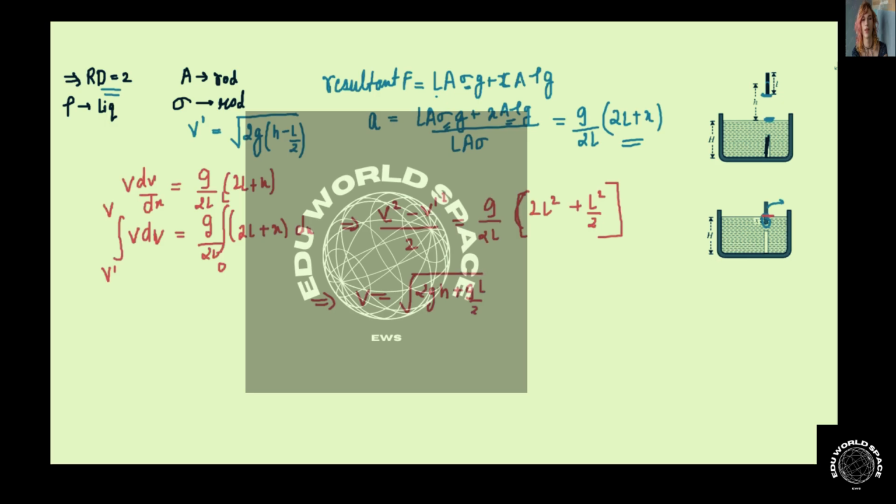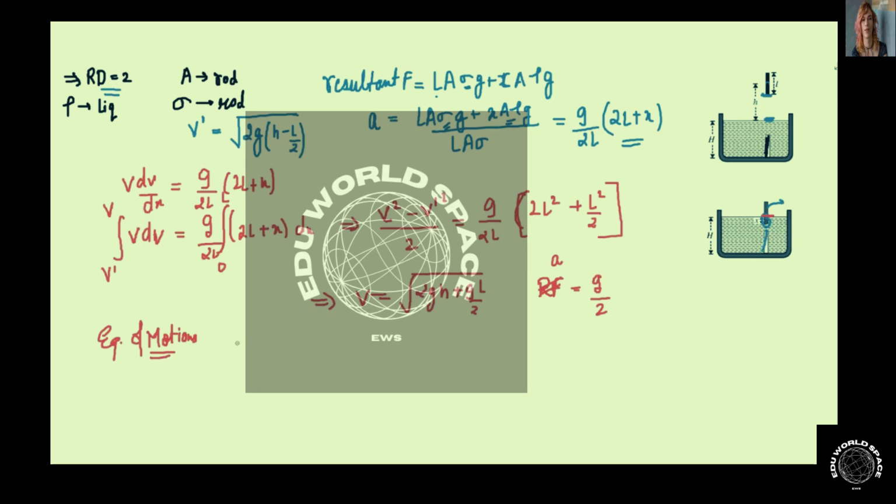Now moving on to the next part, when the rod is completely immersed, using all the relations that we have found out above, the acceleration, not the resultant force, will be g by 2. And using simple equations of motion, we can find out the velocity that will be of the rod at the end when it reaches the bottom of the tank.